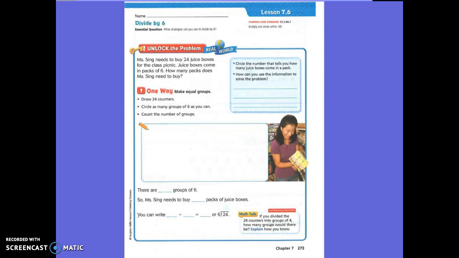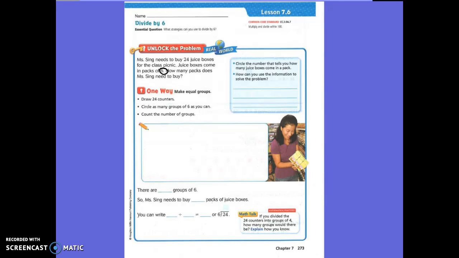Circle the number that tells you how many juice boxes come in a pack. What number? And I didn't say two numbers this time. We usually circle two numbers. Today it's asking for one. What number tells you how many come in a pack? Bella? 6.